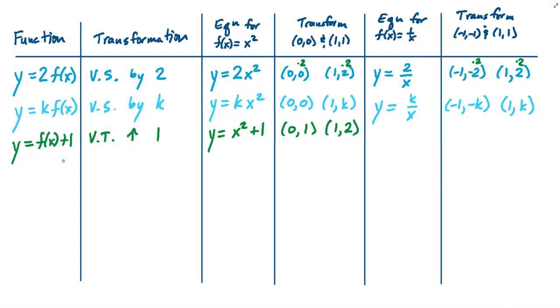Okay, well now let's take a look at this again. Y equals f of x plus 1. What does it look like when f of x is 1 over x? Well, it's 1 over x, that's our f of x, plus 1.